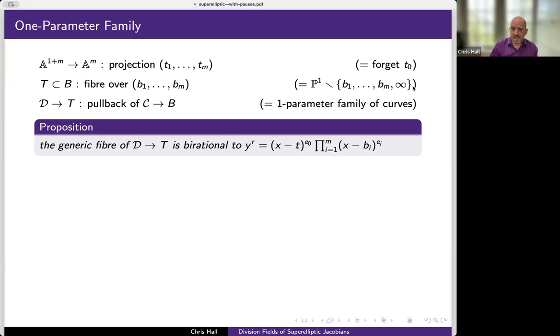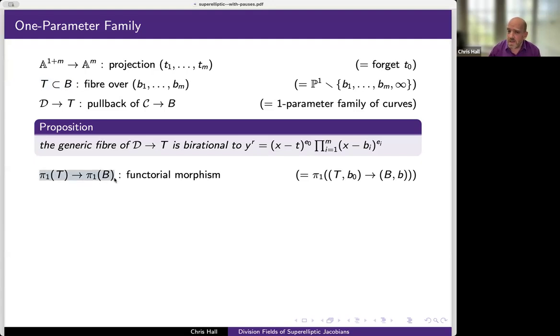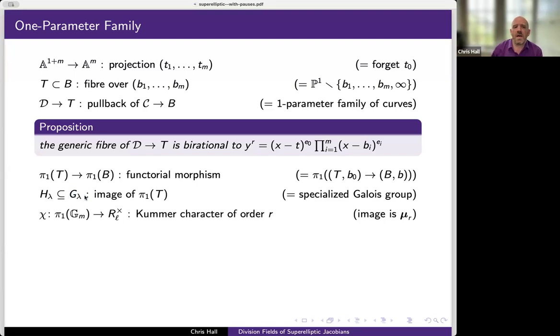And I'm going to tell you that this family, if you look at the generic fiber, has a really nice, easy shape. Mainly what's happened is what was Ti before has become bi, except in the case of i equals 0, where we got T instead. And by virtue of having a map from T to B, I've got a morphism functorially of fundamental groups. And in particular, I can compose this morphism with the homomorphism from pi1 to G lambda, the quotient that we talked about before. And I can look at the image of pi1 of T in particular.